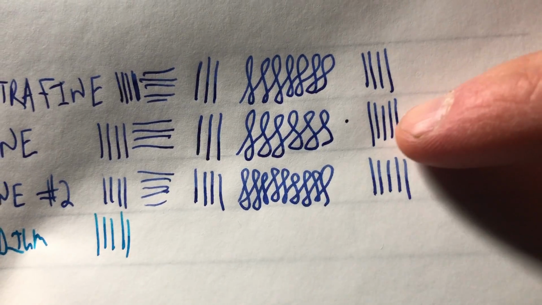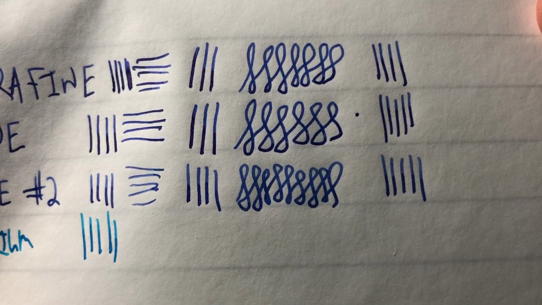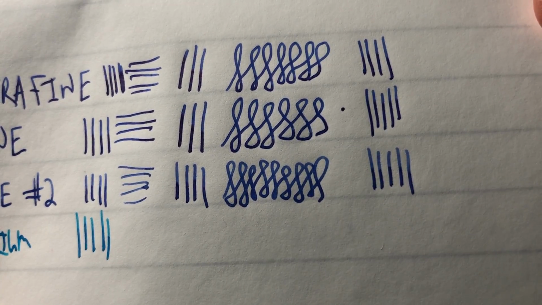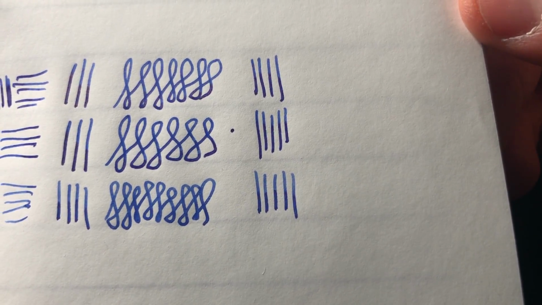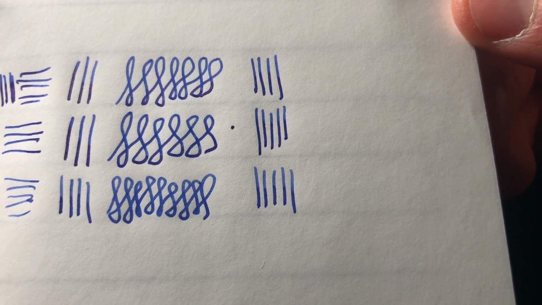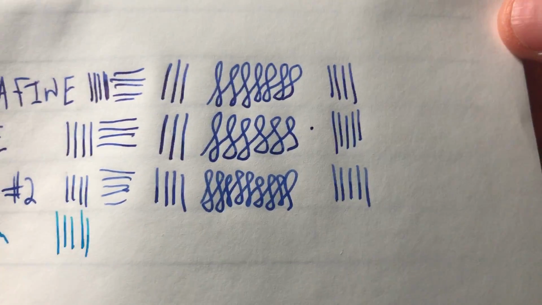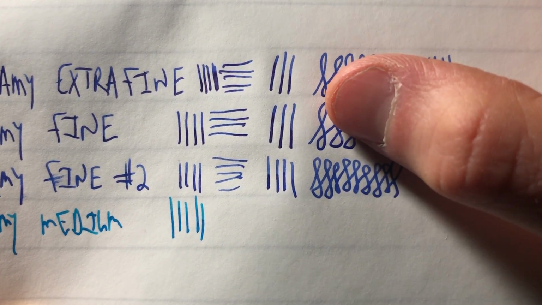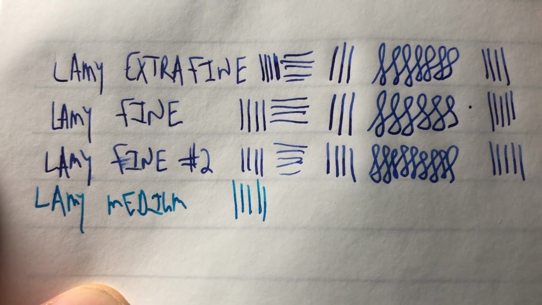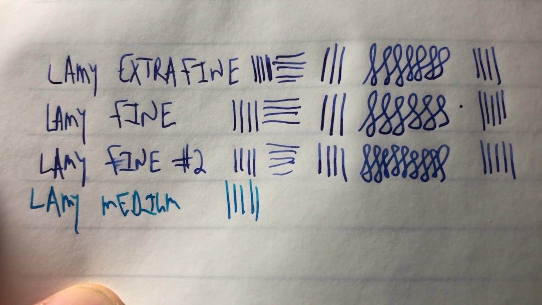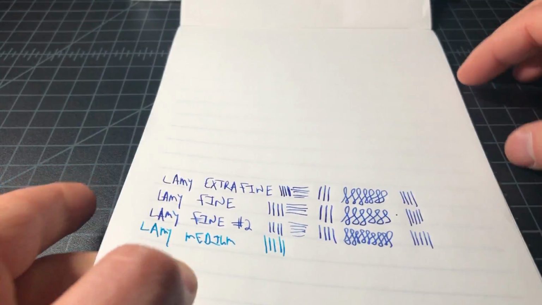Sorry about that. With those cursive squiggly S's, about the same, and then a couple more lines. Really no difference there. So it seems just like with pressure, the extra fine is staying finer, but with general writing, there's no real difference.